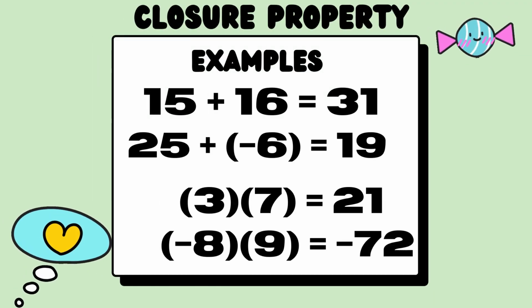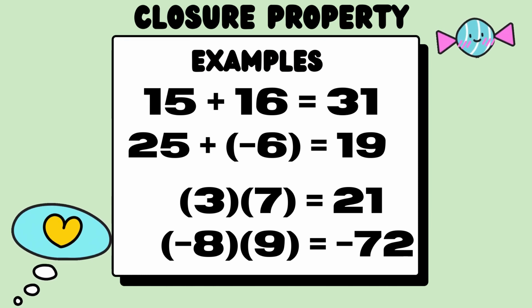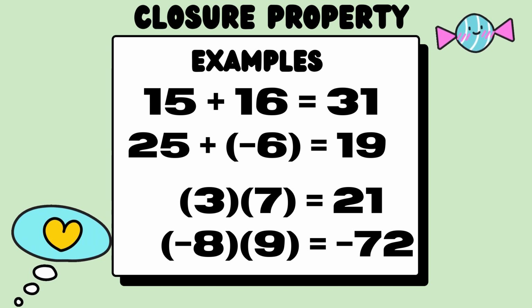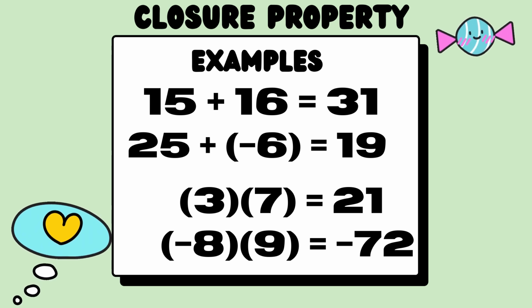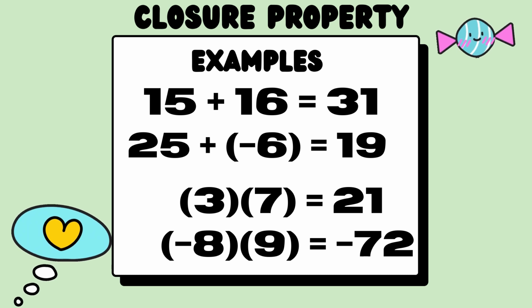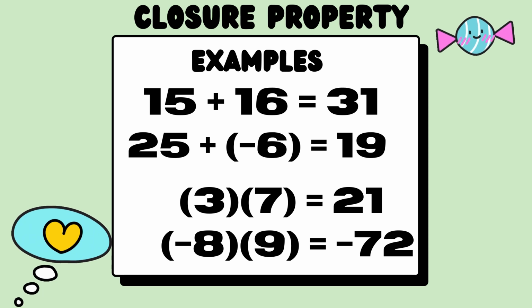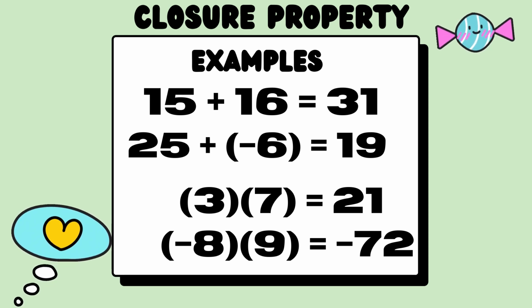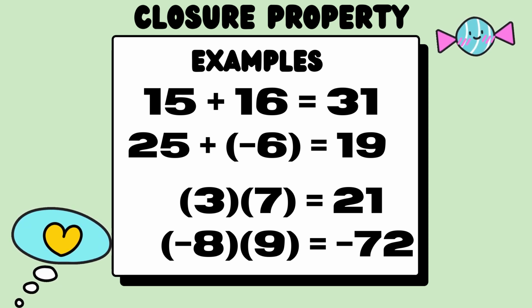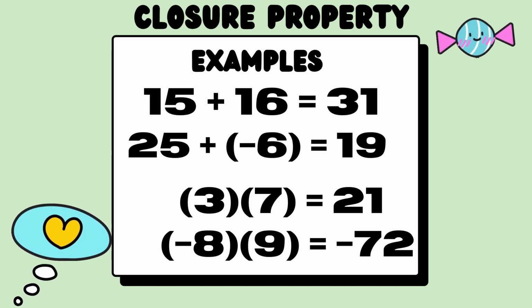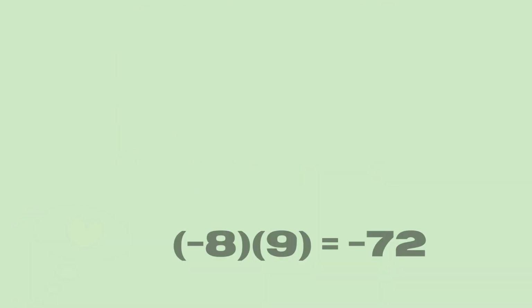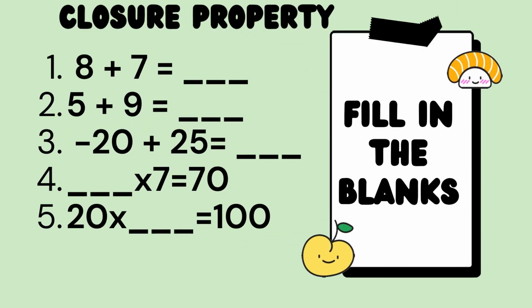So here are examples of closure property. For example, we have 15 is an integer, 16 is also an integer. So the result is an integer, 31. So just like 25 plus negative 6 is equal to 19. 3 times 7 is equal to 21. Negative 8 times 9 is negative 72. Those are considered integers. So, closure property.